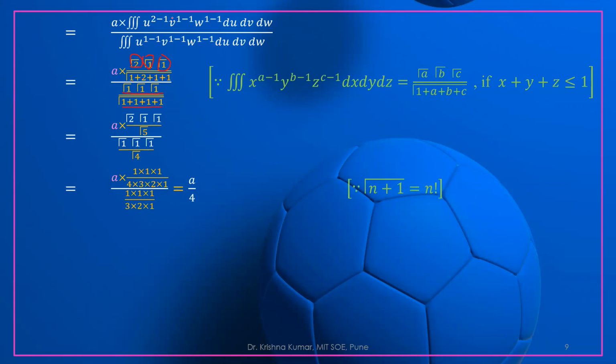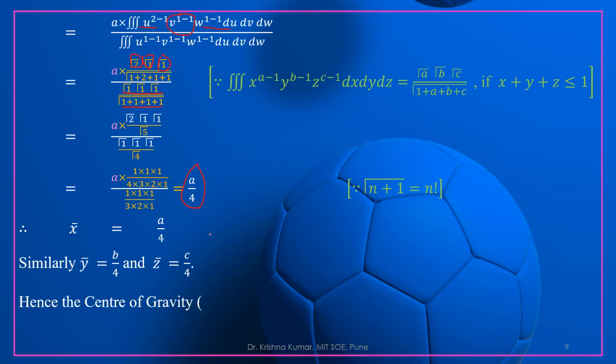So what is the answer we are getting? a by 4. This is the value of x bar, x bar is equal to a by 4. In the same manner, we are able to find the value of y bar. In case of y bar, this will be 2 minus 1, and this will be 1 minus 1, 1 minus 1. So definitely y bar is equal to b by 4 and z bar is equal to c by 4.